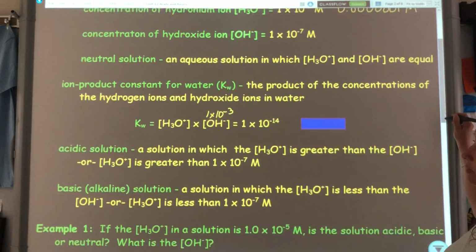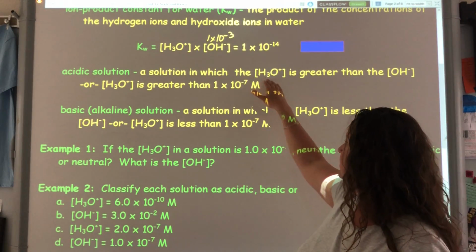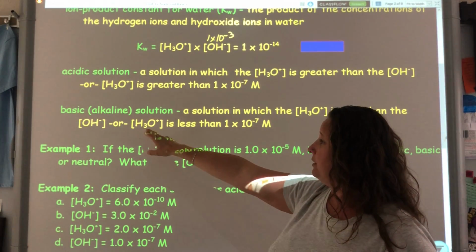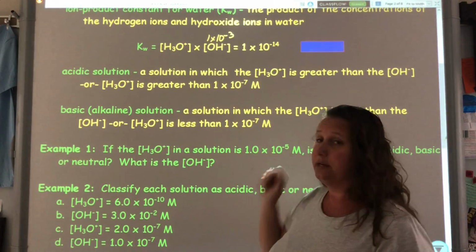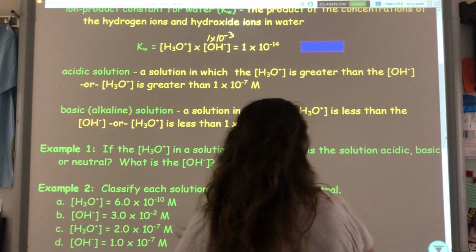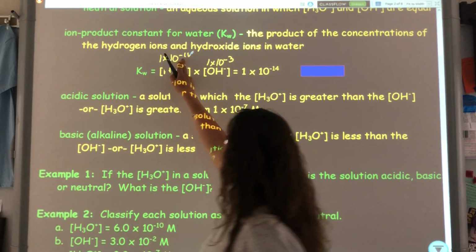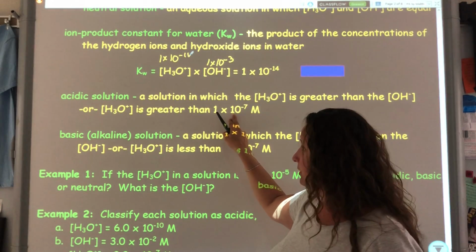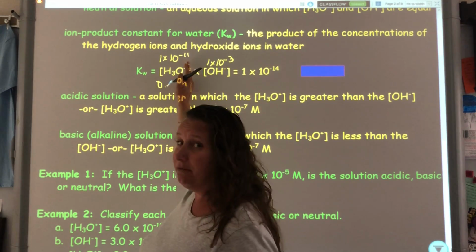Now, whether a solution is acidic or basic just depends on whether the concentration of either the hydronium or the hydroxide ion is greater than or less than 1 × 10⁻⁷. So up here, if this was 1 × 10⁻¹¹, this number would actually be less than 1 × 10⁻⁷. And you're like, but wait, 11 is bigger than 7. Yeah, but we're dealing with negative exponents.